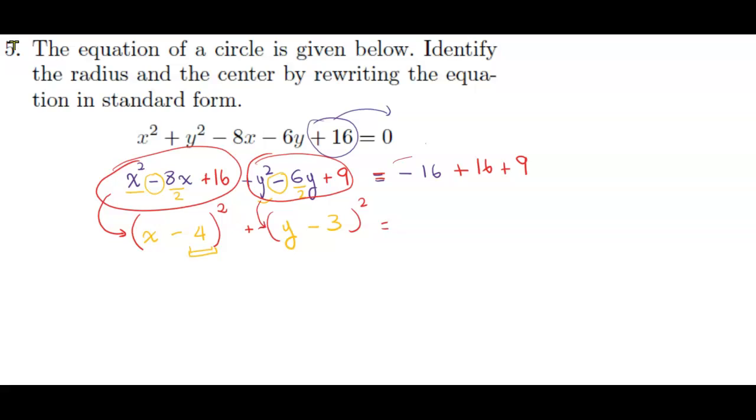And then we're going to add the other terms in here. Whenever you add them up, you're going to get 9, right? 16 and minus 16 cancel out. And here you go. So we can figure out the center.